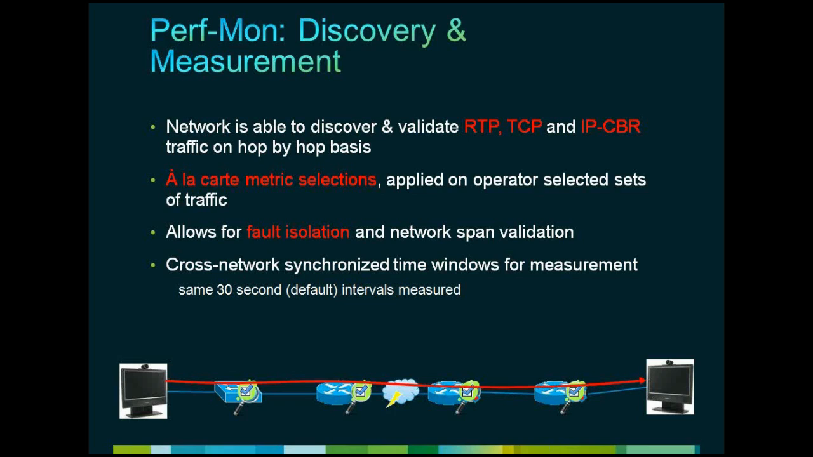And it still is going to help you with fault isolation. So let's say you apply this on the access, on the one edge, and then it's already going to give you a pretty good snapshot. Oh, my flow was going fine until it got to this point here. So there must be a problem after this point, downstream or upstream, depending. And it uses synchronized time windows so that you can have the same 30-second intervals measured across the network.